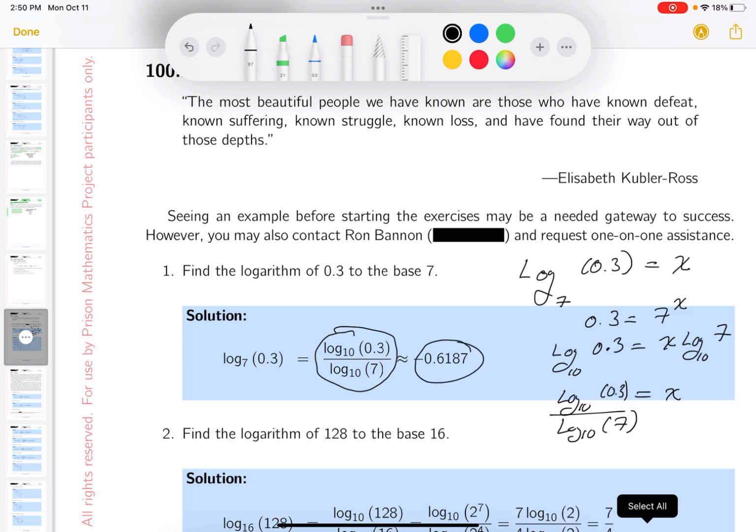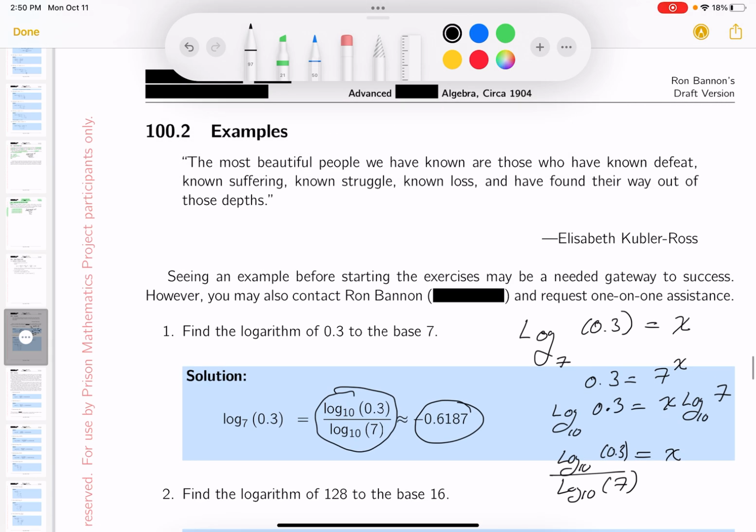If you prefer, you can use natural logs. Let me go through that with you. So you'd have 0.3 equals 7 to the x. Take the natural log of both sides. Natural log of 0.3. Yes, you have a calculator button for that too. This would be x natural log of 7. And then what are you going to do? x, pretty simple. It's going to be the natural log of 0.3 divided by the natural log of 7. It's still going to give you the same exact answer. No surprise there.